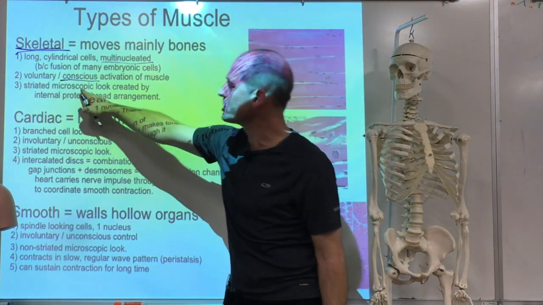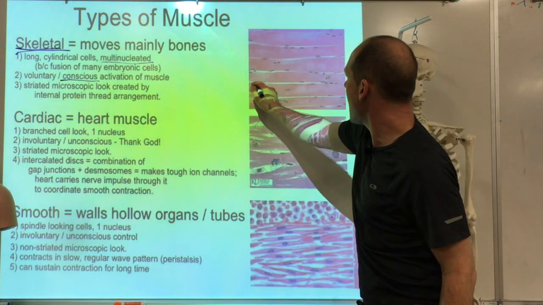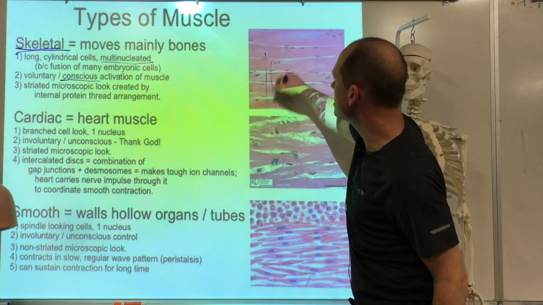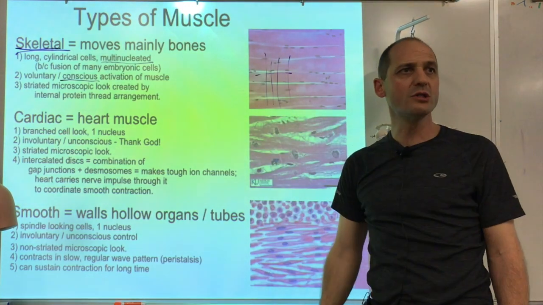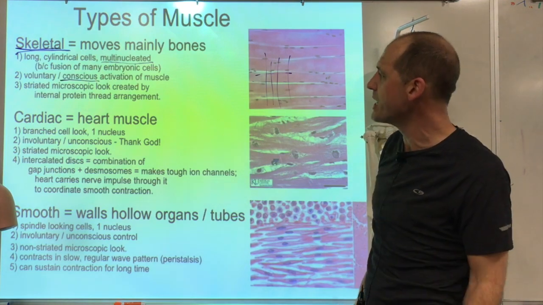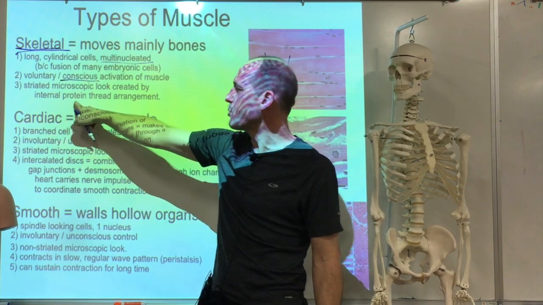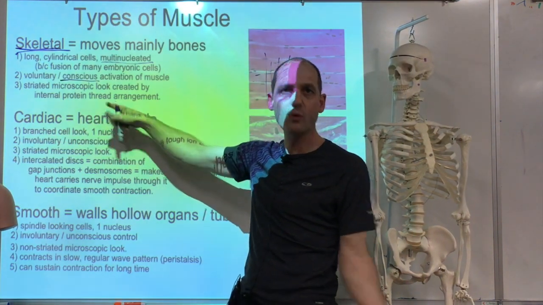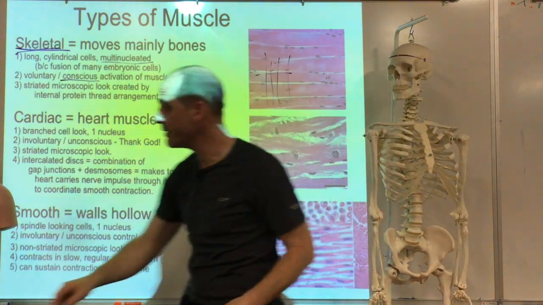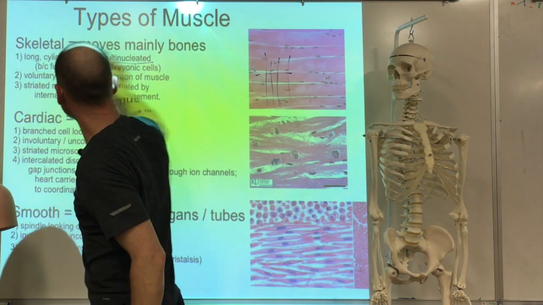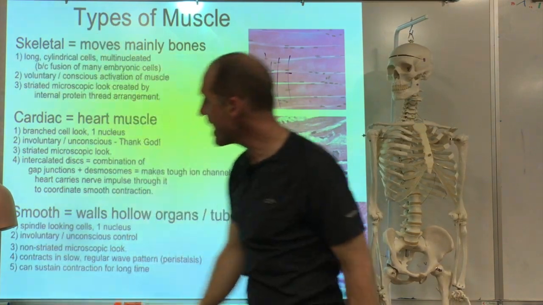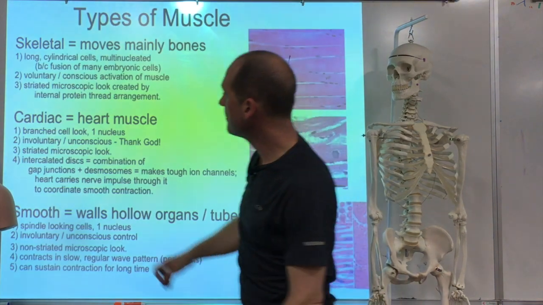When you look in a microscope, you see these lines this way, and you see these lines this way. That's called a striated look. It's very, very well organized. And what that is, that striated look, is an internal protein thread arrangement. So we'll go deep and look at that in a little bit. That's the skeletal muscle. The cardiac muscle is the heart muscle.